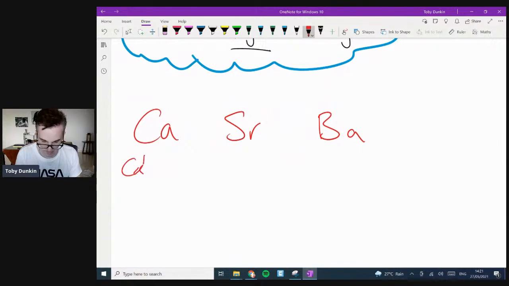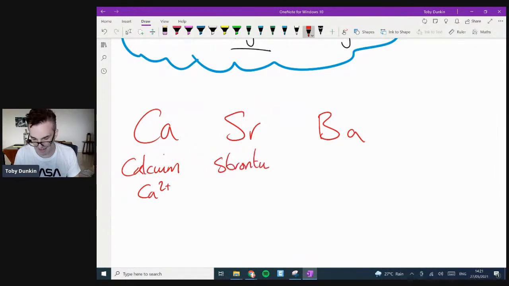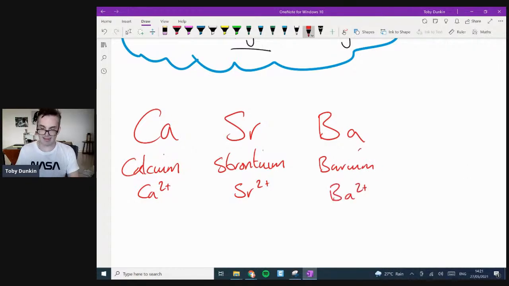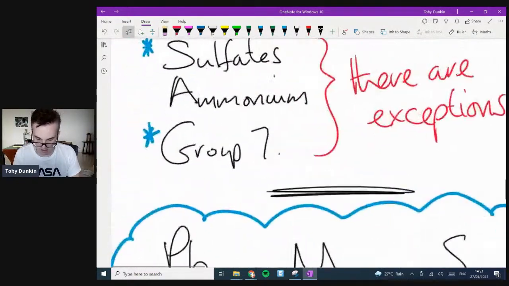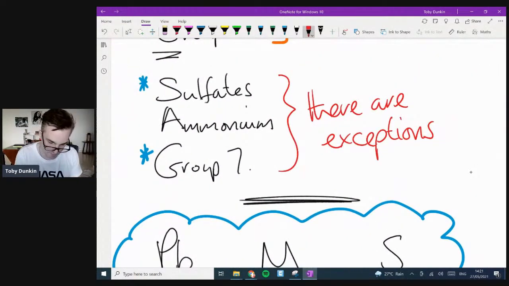Castro-Bear: calcium 2+, Ca 2+, strontium, Sr 2+, and barium. I'm hoping you guys have all noticed, these are all group 2 metals. And these, the barium, strontium, calcium, tie in to the sulfates. Their group 7s are soluble.